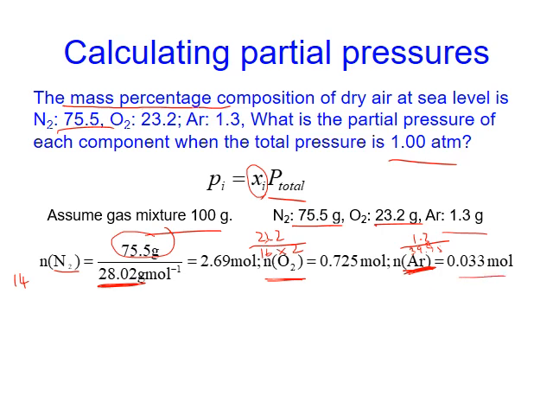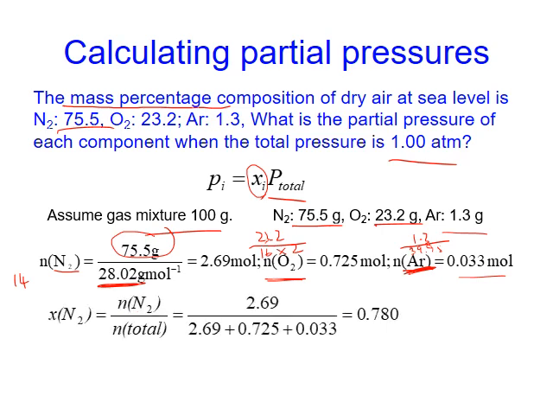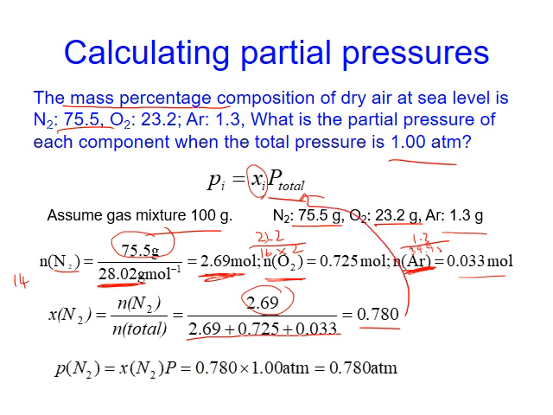0.033 moles. With these numbers of moles, we calculate the mole fraction. So, for example, the nitrogen mole fraction is 2.69, which is the number of moles of nitrogen, divided by the total number of moles. That gives you 0.78. And then plug into this equation. The total pressure, in this case, is just 1 atmosphere. So the partial pressure of nitrogen is just 0.78.